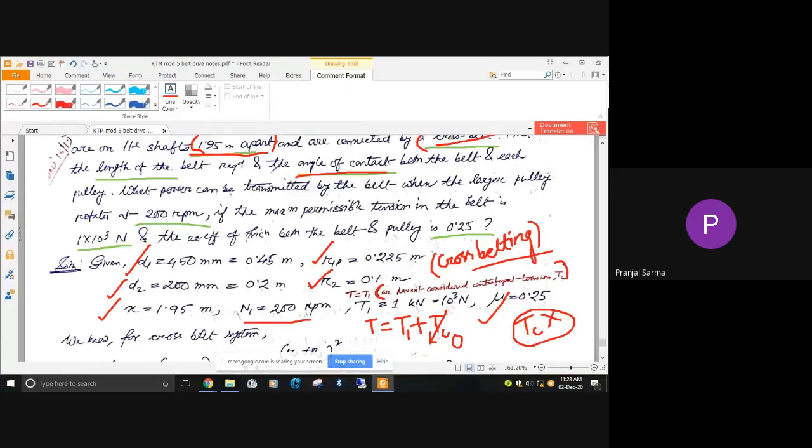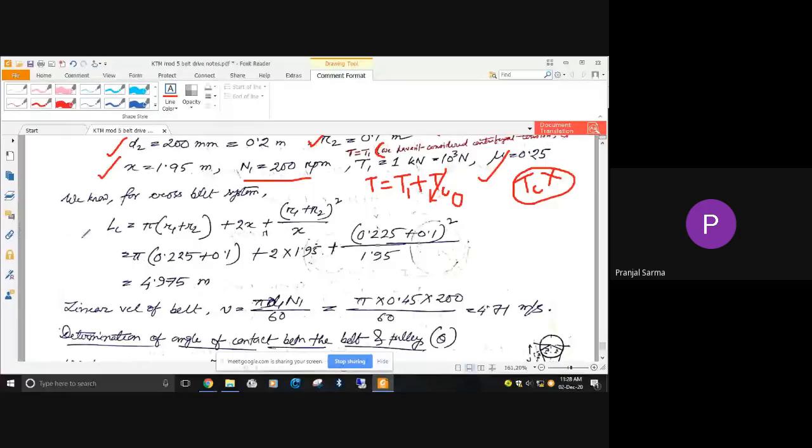Okay, so after that, we'll go through the different things they are asking us to find out. First, you have to find out the length of the belt. So it's a cross belt, and we know how to get the length of the belt for cross belting.